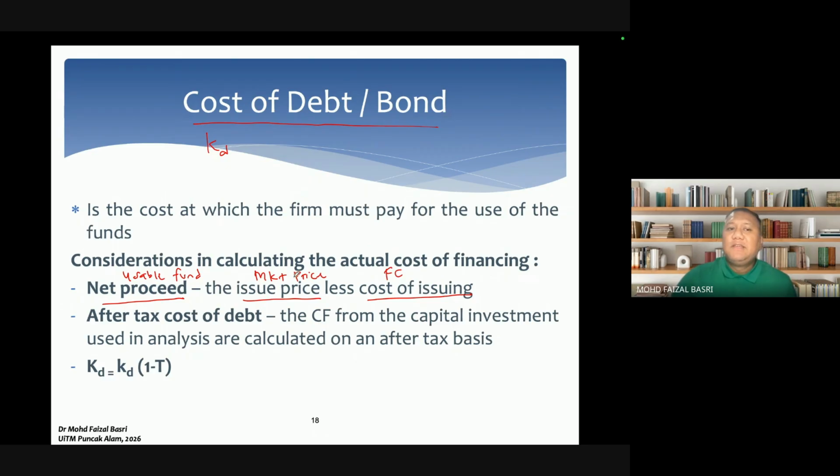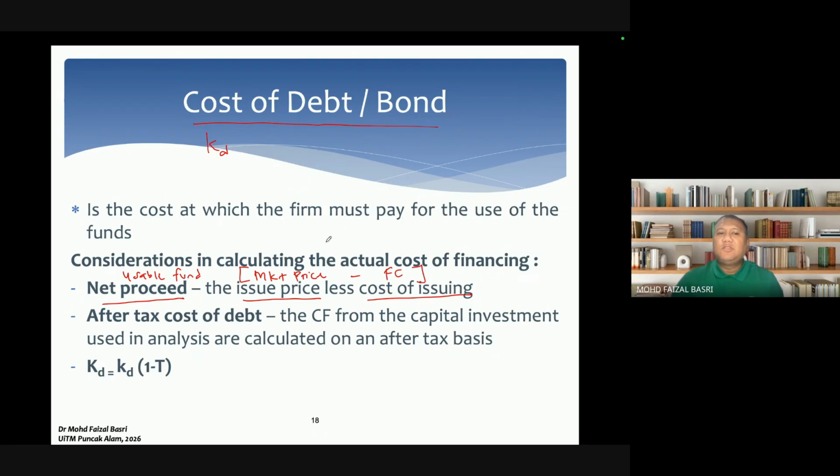So that's why to get the usable fund, we're going to take the market price and we're going to minus the flotation cost. And that would be our proceeds. Okay, so that's the concept lah. Sama macam sebelum ni masa kita buat commercial paper juga. Okay, sama juga ada konsep, bukan commercial paper saja. All the instruments dalam short term financing ada proceeds kat situ kan, usable fund.